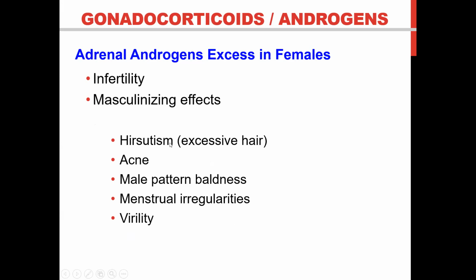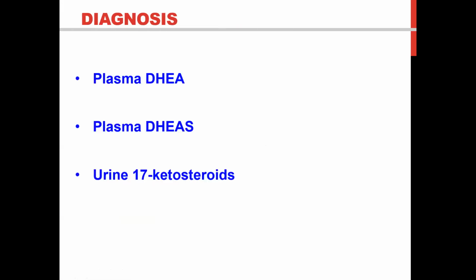There would be hirsutism, the production of excessive hair, acne, male pattern baldness, menstrual irregularities, or sterility. And for the diagnosis, we have the following.